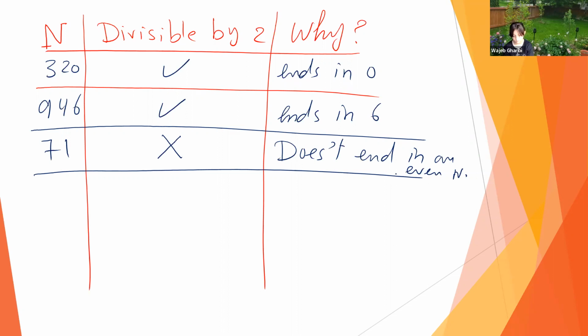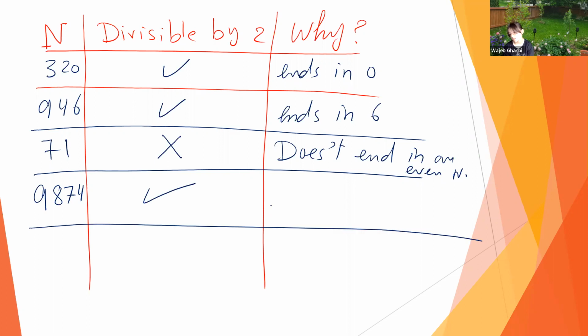How about 9,874? Is it divisible by 2? Yes. Why? Because it ends in a 4, an even number. What are even numbers, Maria? Even numbers are 2, 4, 6, 8, and so on. Any number is divisible by 2 if it ends in 0, 2, 4, 6, and so on.